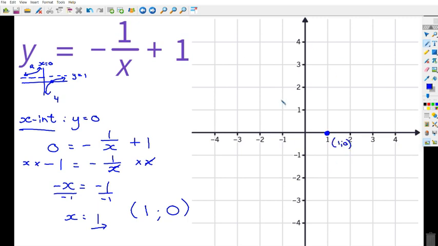Now let's put in everything else, let's put in my asymptotes. I've got my vertical asymptote at x equals 0, because on my y-axis, x is always 0. And I know what my horizontal asymptote was: y equals 1. I got that in the beginning.